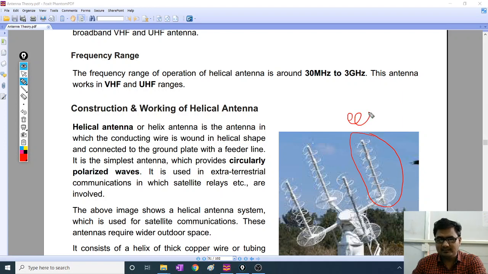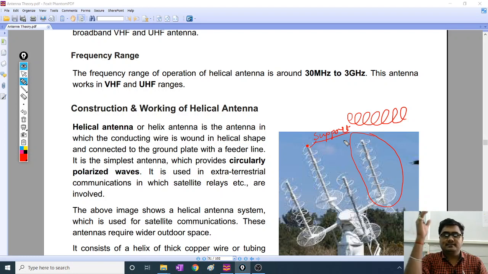It has a wire which is wound around a support. So what you can see there is a soldered attachment. This folded wire is attached to the rod. What is that rod? It's just a support. So it is not a part of the antenna, it is a support to the antenna. A helix wire obviously will not sustain in the open air. What will happen? It will bend. So that's why it needs a support.